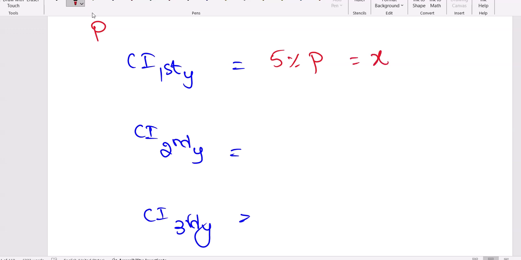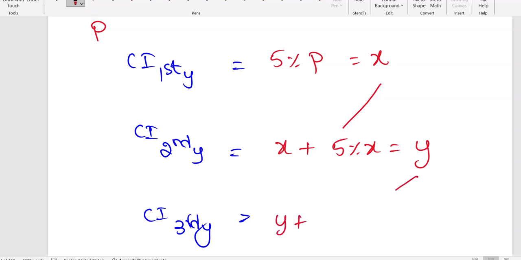Now second year, how much do you get? It is X plus 5% of X. Let that value equal Y. Third year is Y plus 5% of Y. Now you have to calculate the P value. I think you got the chart now. First year interest is 5% of principal. We don't know the principal value; that is what we have to calculate.